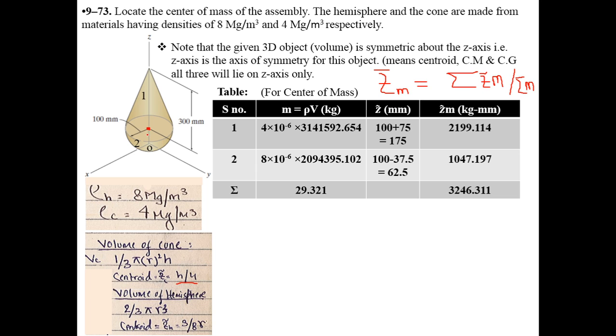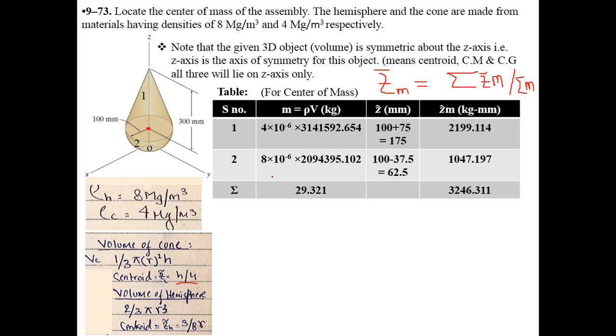This is the centroid of the cone, and this centroid is also the center of gravity or center of mass of the cone, because it is made up of single material only. The cone is made up of single material only.